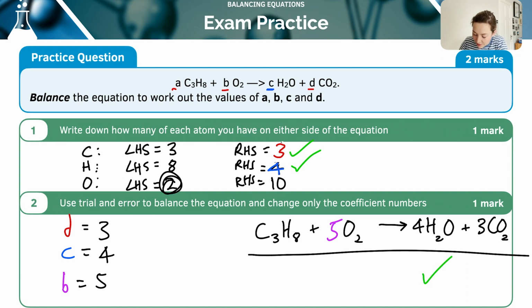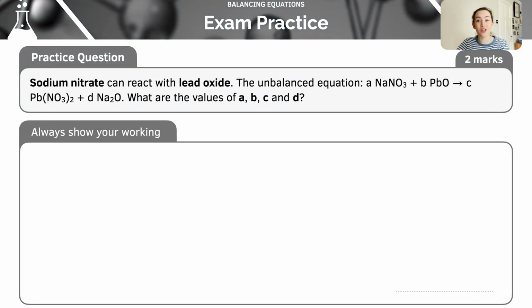So let's not forget, they've also asked me for A. Now A hasn't changed, but I still need to give a value for A. A is 1. We just have 1 C3H8. So that's an exam technique thing there. It would be common for students just to give D, C, and B and forget, oh, you do need to give a value for A as well. Here's another question to have a go at, so pause the video and give it a go.